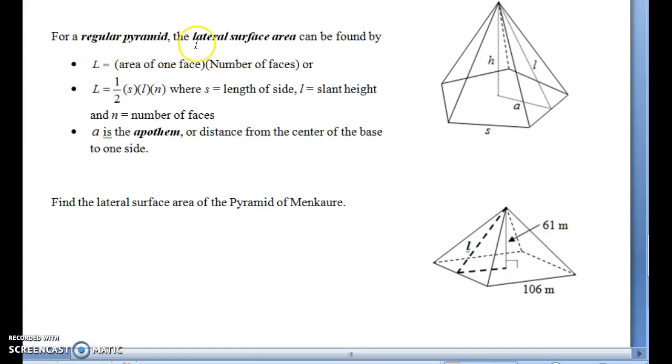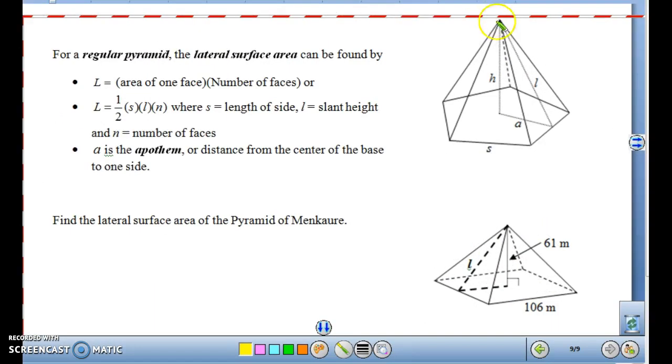Okay, for a regular pyramid, the lateral surface area can be found by finding the area of one face and multiplying it by the number of faces. So find the area of this triangle, and then multiply it by the number you'd have, in this case it would be 6. All right, now notice here the triangle, though, is slanted.